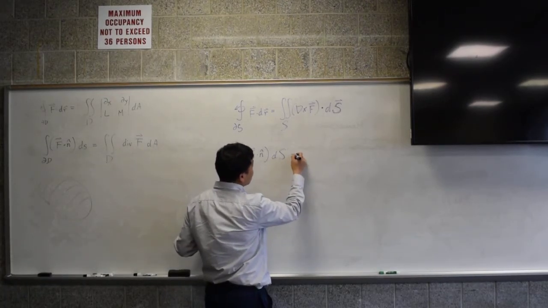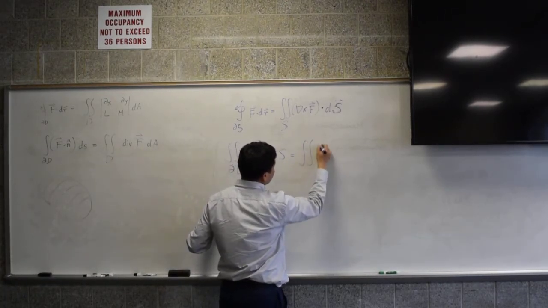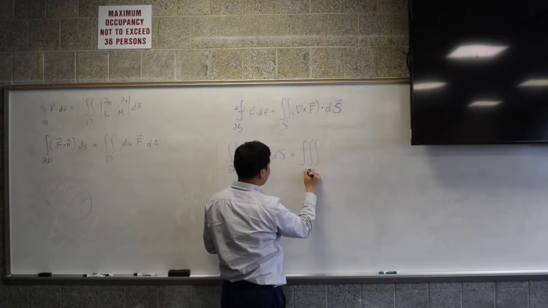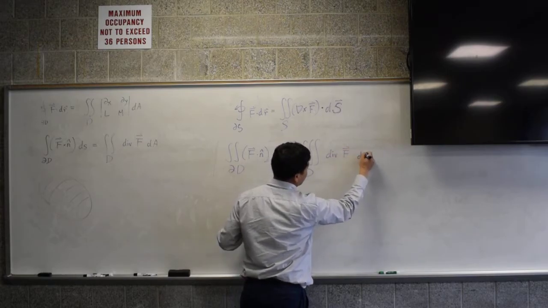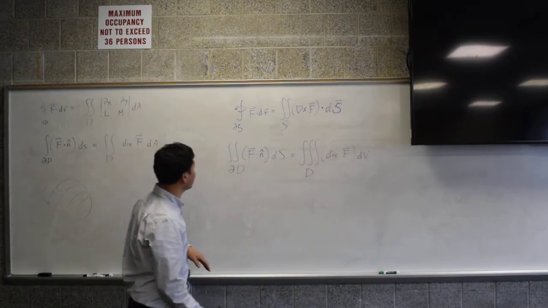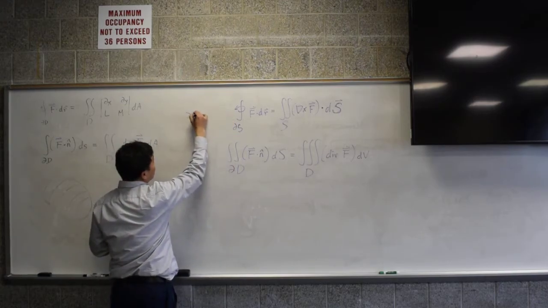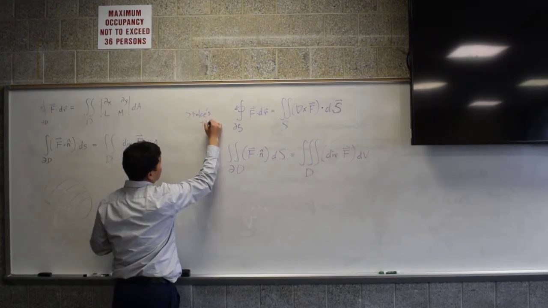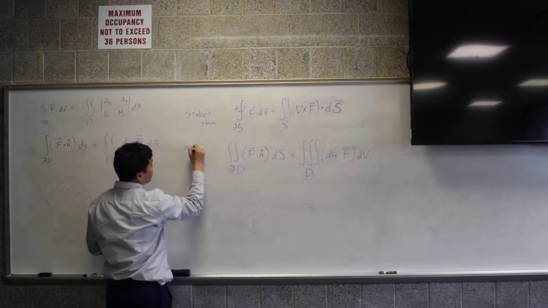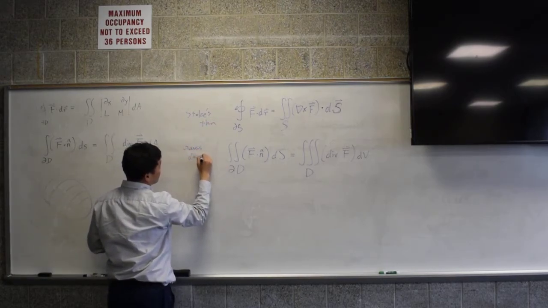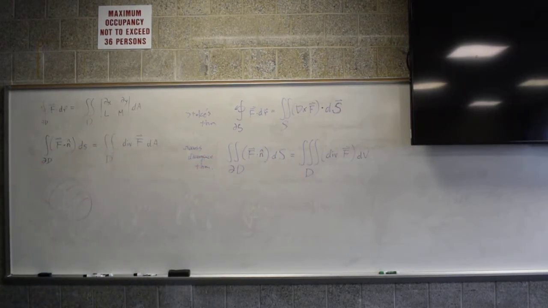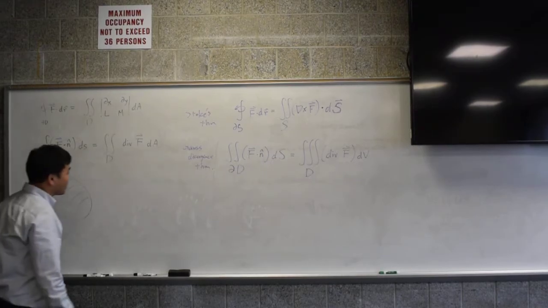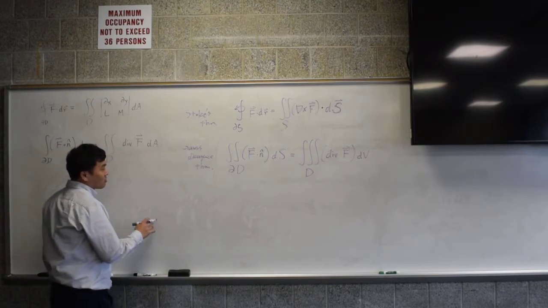And that's equal to the triple integral over the entire domain D of the divergence of f dV. So this one's called the Stokes theorem. This one's called the Gauss Divergence theorem. Now you're going to see this a lot in electromagnetics and fluid dynamics. Let me give you some examples.